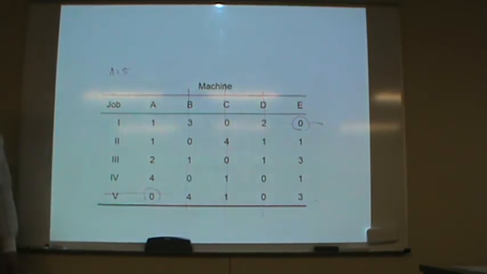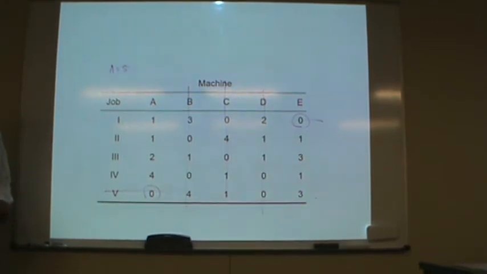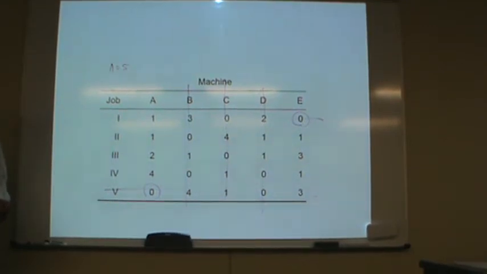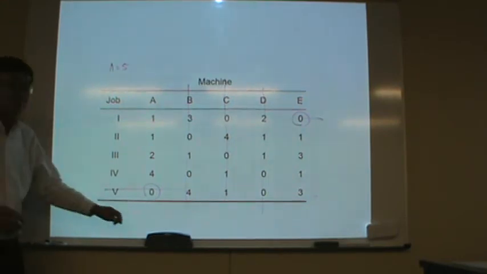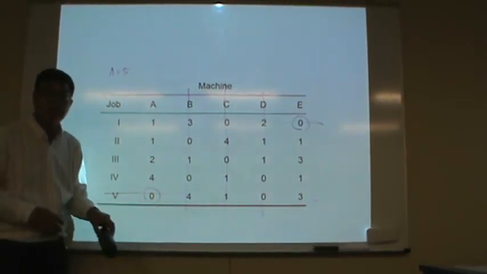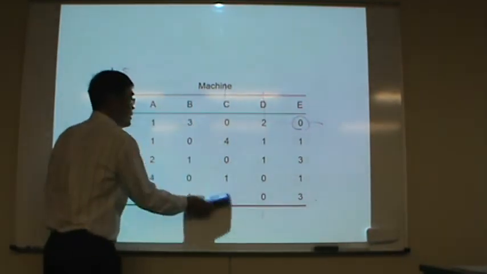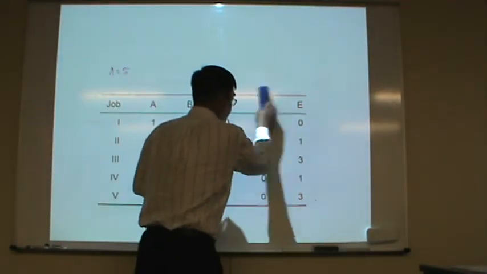Both of them are covered, so you can't use them. And N is simply the number of machine jobs, 1, 2, 3, 4, 5. No matter what that is. Any questions so far? Anybody want to do this?